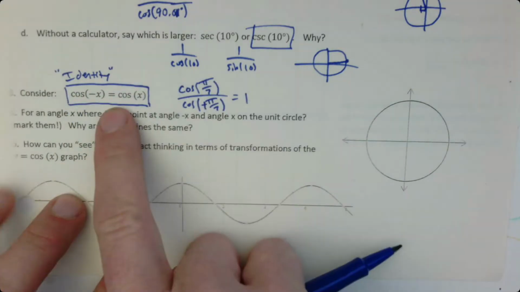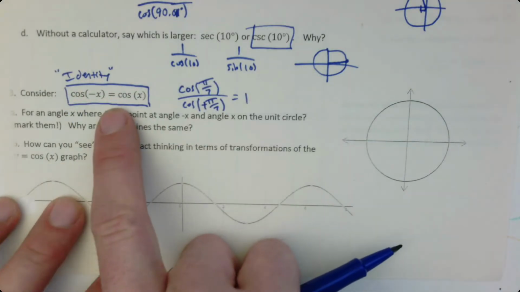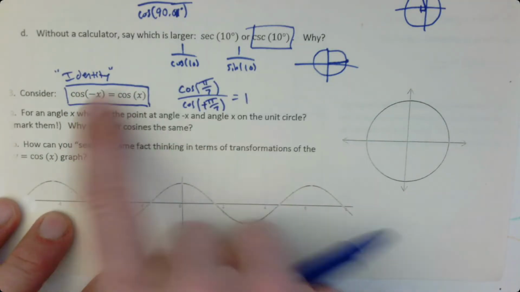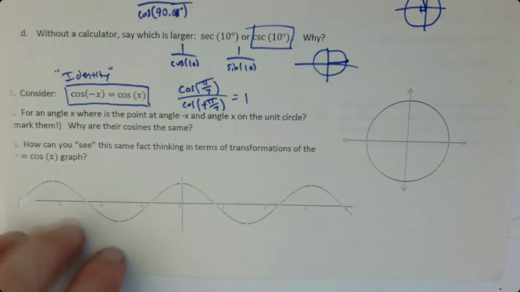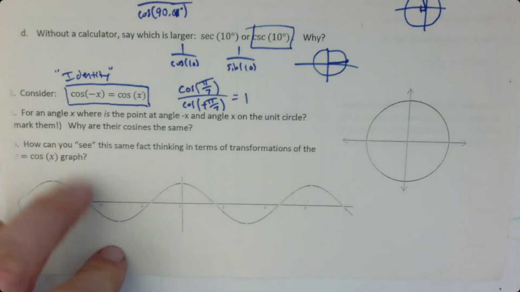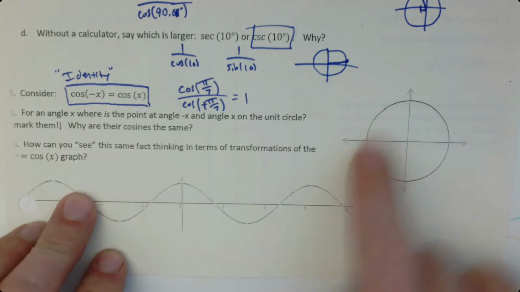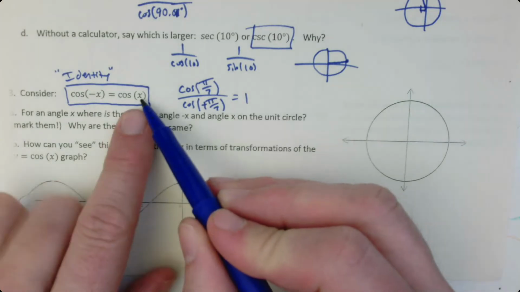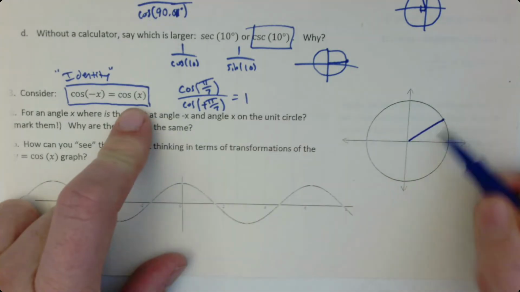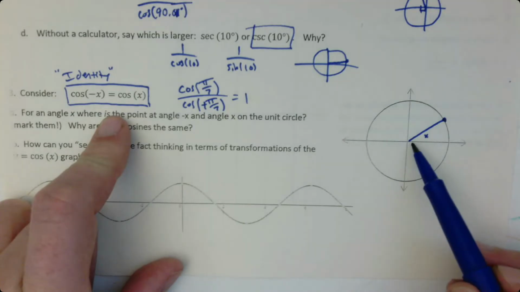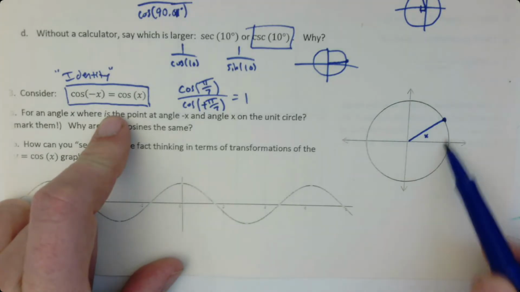So that's why we care about things like identities. Now let's think about, what is this identity really saying? There are at least two different ways you could think about this. First, let's think about it as points on the unit circle. So let's imagine an angle x, just any old angle x. And then cosine is telling us the x-coordinate at that angle.